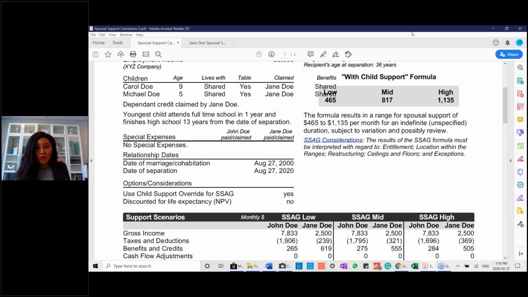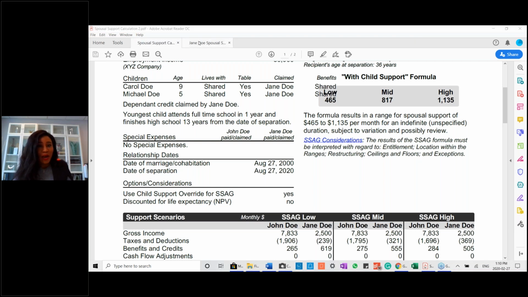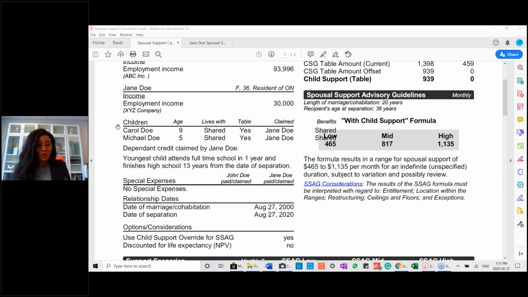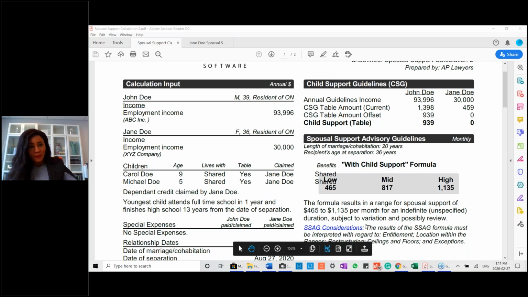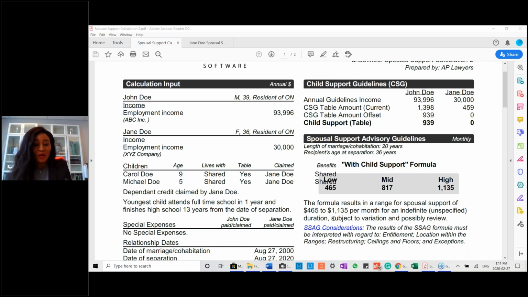In this scenario, I have two support calculations open. The first one we're looking at is John and Jane Doe. They're actually both John and Jane Doe. In this calculation, John earns 93,000 and Jane 30,000. If you look to the right, you would see that the calculations provide a range. At the very top where it says child support guidelines, you would see that child support is more of a static number, right? There are table amounts, and I'm not going to go into why there's child support on both sides because we are discussing spousal support today.